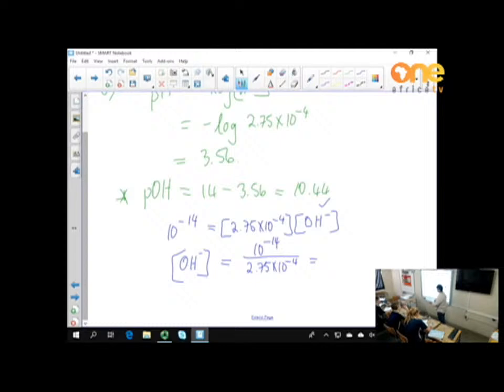Yeah, well, it comes down to the same thing. It's not exactly the same. It gives you 3.63 times 10 to the power minus 11, okay, with a rounding. And then you can now go and say pOH is equal to minus the log of the hydroxide ion concentration. So it's minus the log of 3.64 times 10 to the power minus 11, and that should give you 10.44. Okay, Janus, wat wil jy vra?